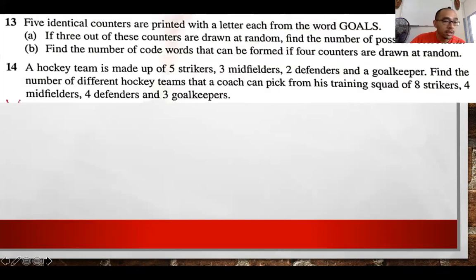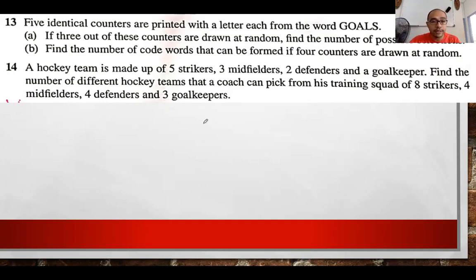Okay, question number 13 first. You have 5 identical counters that are printed with a letter each from the word GOALS. So there's one counter with the letter G, one with the letter O, one with the letter A, one with the letter L, and the last counter with the letter S. If 3 out of these counters are drawn at random, find the number of possible selections. Notice the word selections. We don't really care about the arrangement of the choosing. You just want to choose 3 counters.